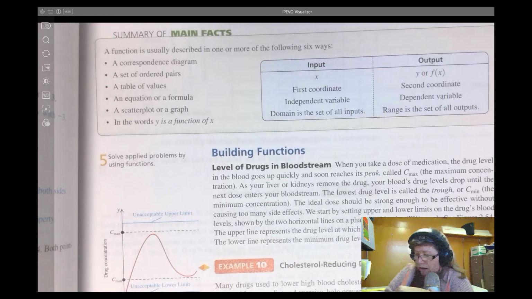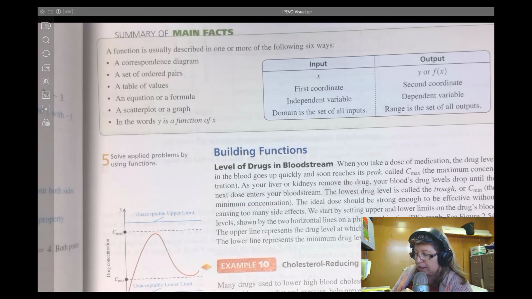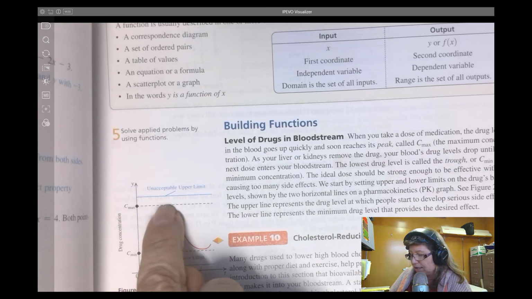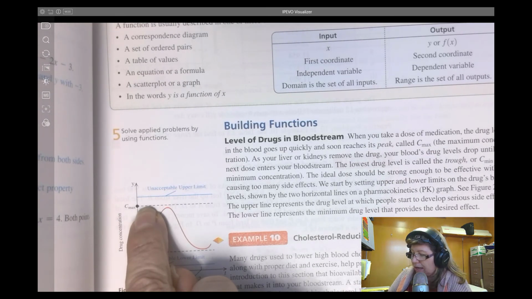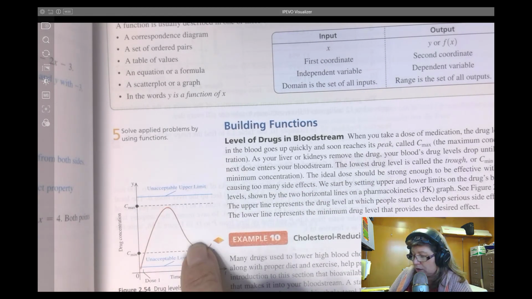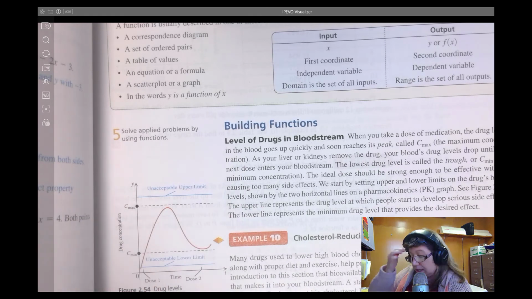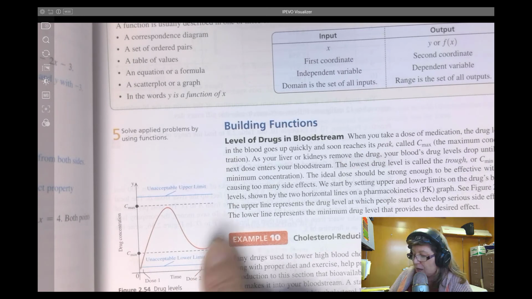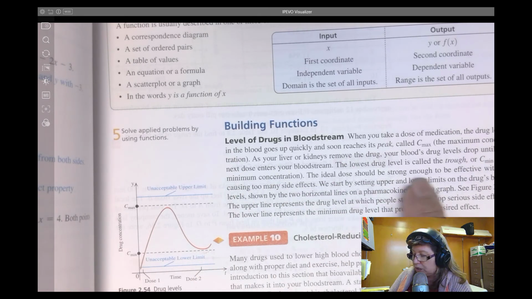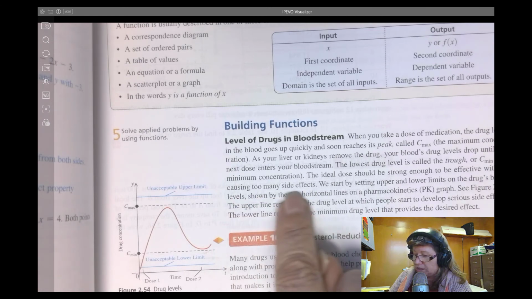We have this level of drug in the bloodstream, and when you take a dose of medicine, the drug level in the blood goes up quickly and reaches its peak. We're going to call that C max. Then as your liver or kidney removes the drug from your bloodstream, your drug level drops until it gets to this trough, which is its C minimum, its minimum concentration. The ideal dose should be strong enough to be effective without causing too many side effects.